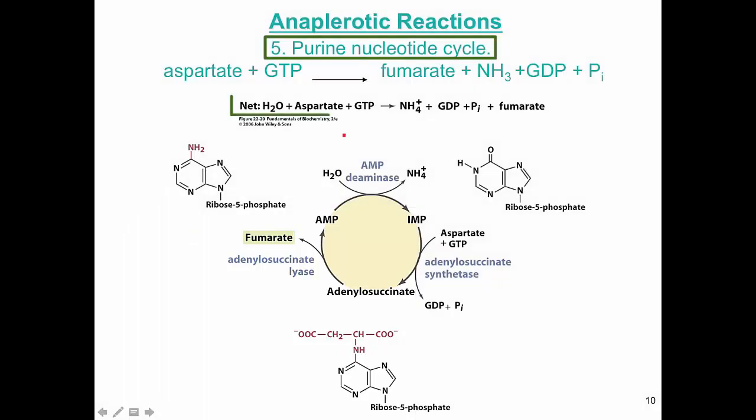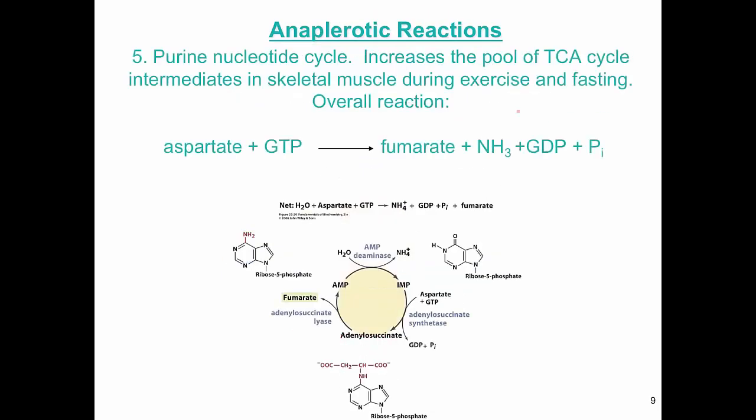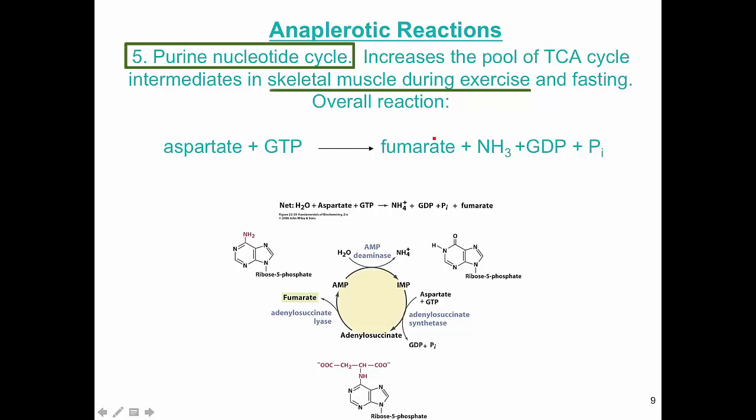So the net reaction is the hydrolysis of GTP and the conversion of aspartate to a molecule of ammonia and fumarate. So it's turning this amino acid into a citric acid cycle intermediate. As I said, this reaction is important during exercise. During strenuous exercise, there's an increase in the size of the pool of the citric acid cycle intermediates in skeletal muscle. The purine nucleotide cycle does it. And in addition, it's important during prolonged fasting when there's net protein breakdown. So those are the important anaplerotic reactions.